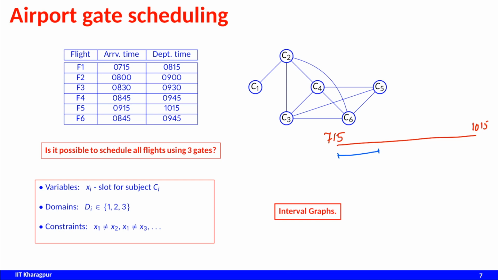Flight 2 is arriving at 8 and leaves at 9, so it will be something like this. Similarly, for the other one, you can construct some combinations of this stuff. Now once you construct this kind of graph, then you can figure out easily how many minimum number of gates will be required, because if you look at a particular point of time, then how many are actually overlapping with each other.